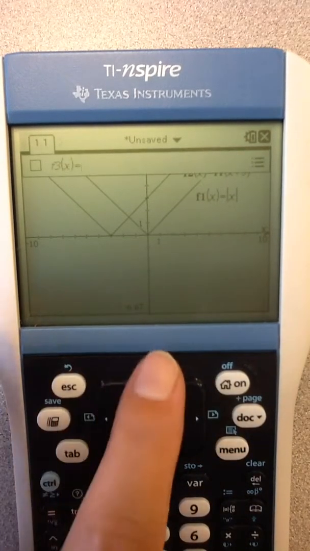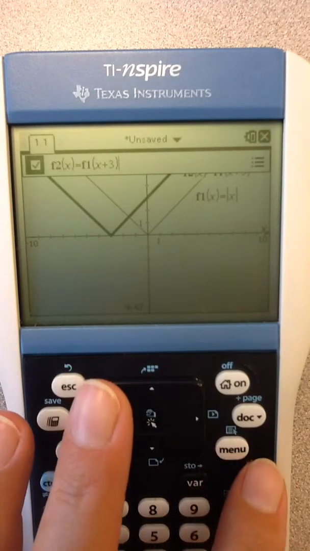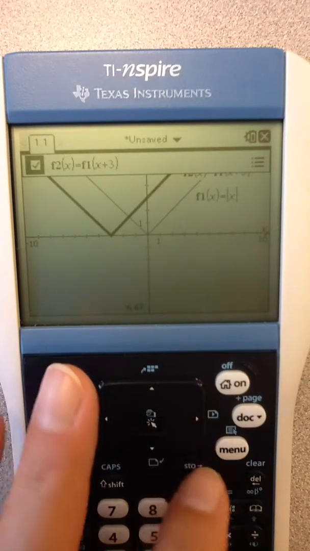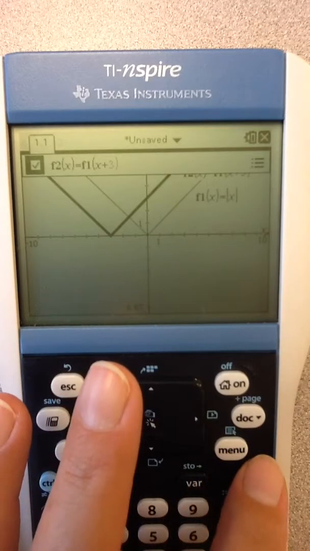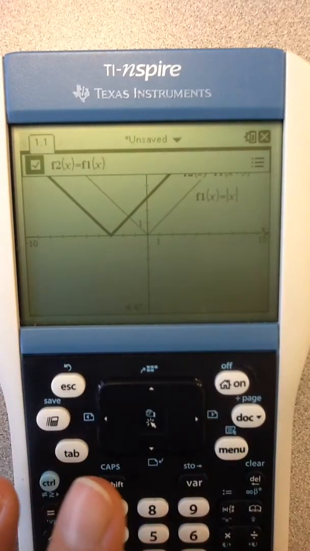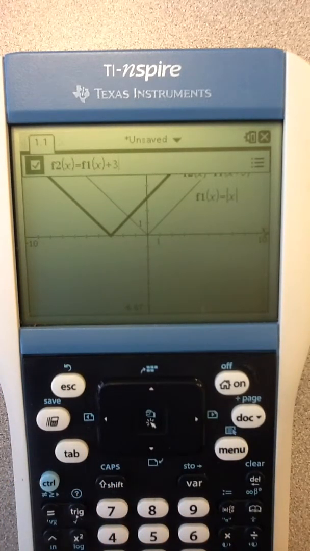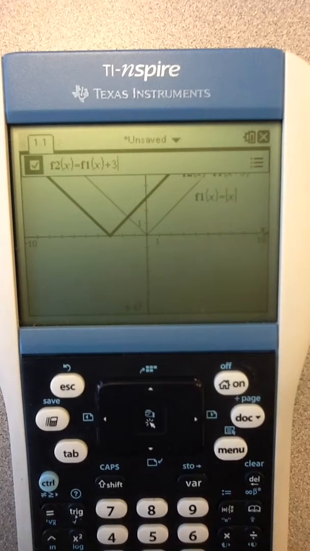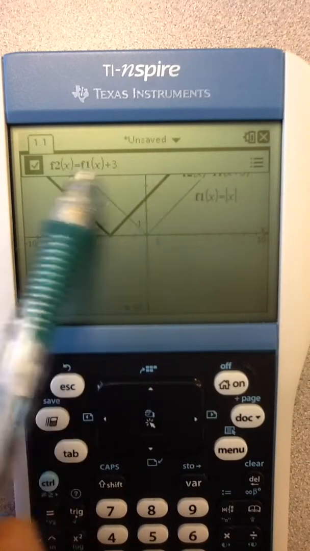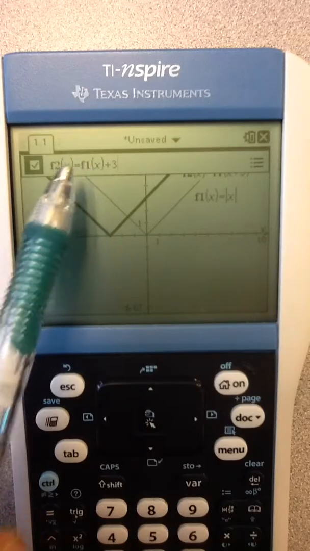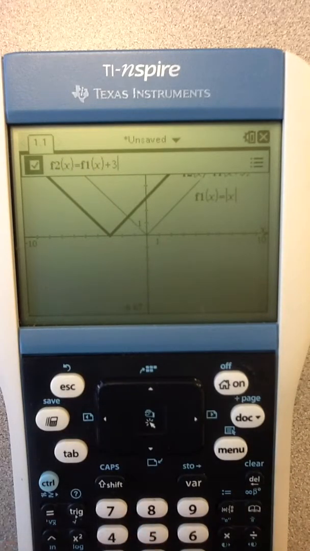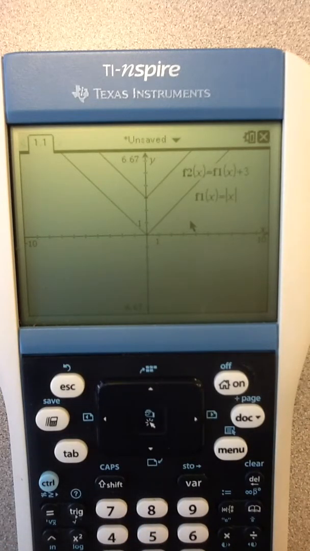Okay, back to the f2 function. Let's take out the plus 3 and move the plus 3 outside the parentheses. So now instead of adding 3 to x itself, we're going to be adding 3 to f of x, which is another name for y. Press enter and we can see that the graph has moved up 3.